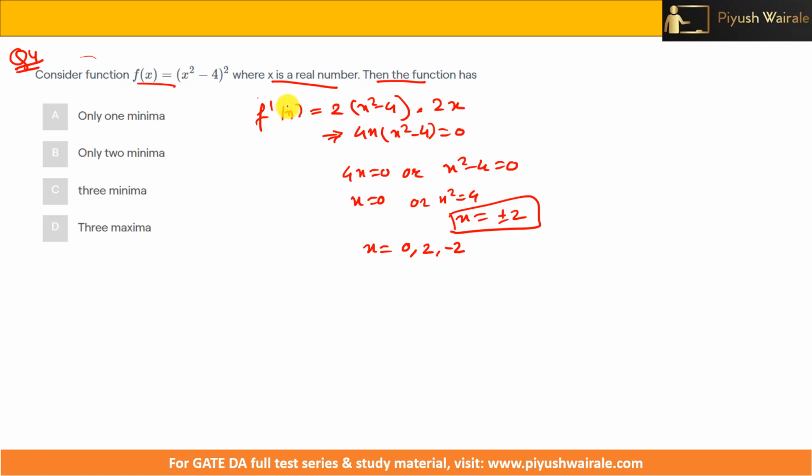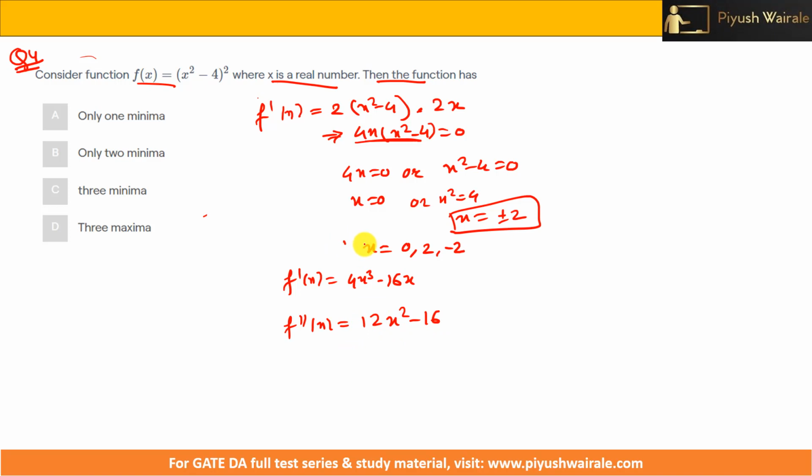So just differentiate this f dash of x one more time. You can simplify this equation first. So f dash of x will be 4x cube minus 16x, right? Now differentiate one more time. F double dash of x will be 3 4s are 12x square minus 16.